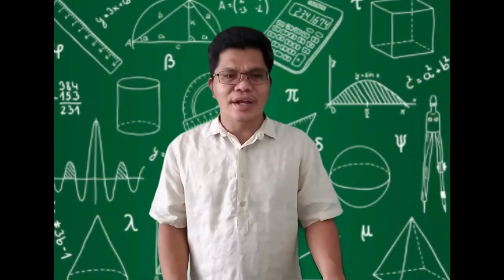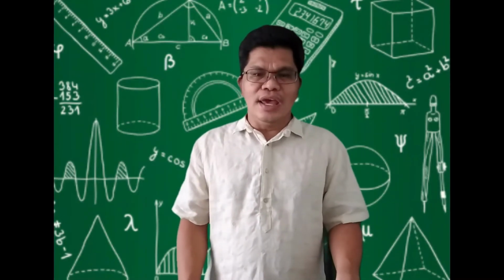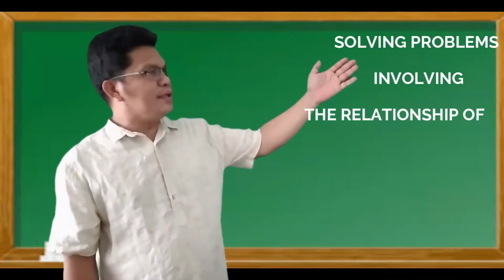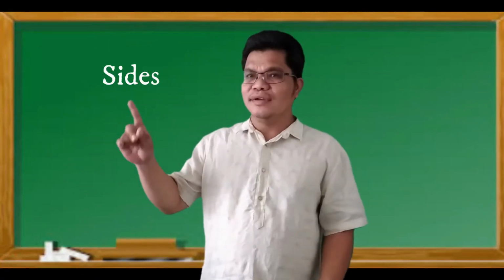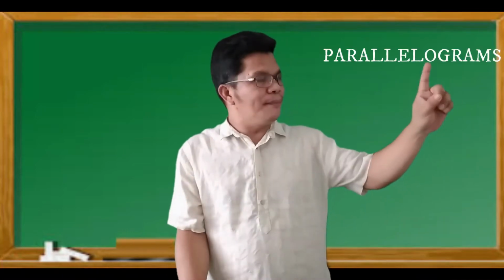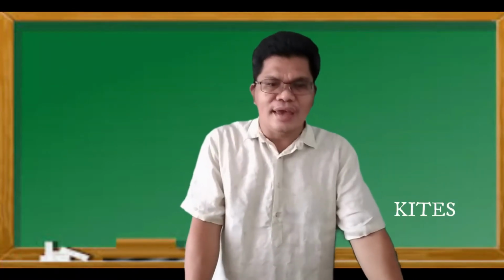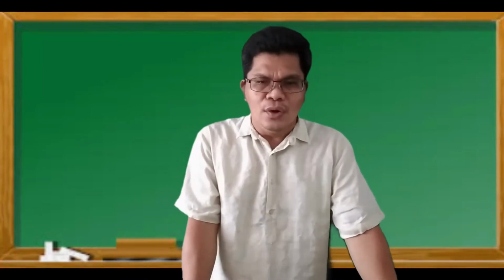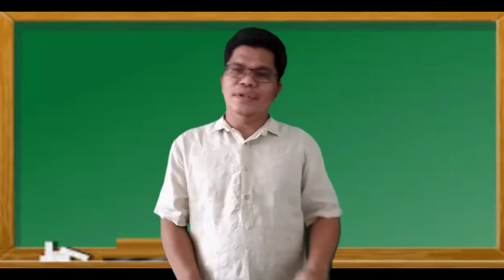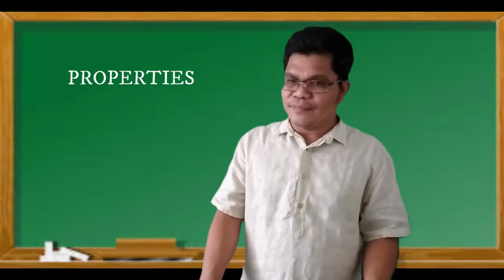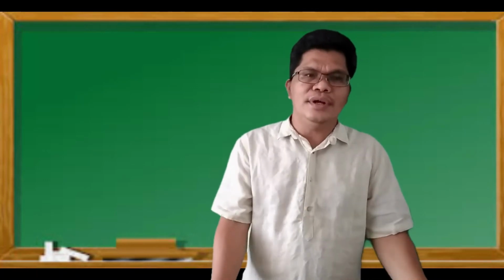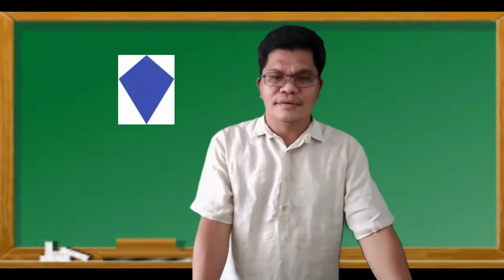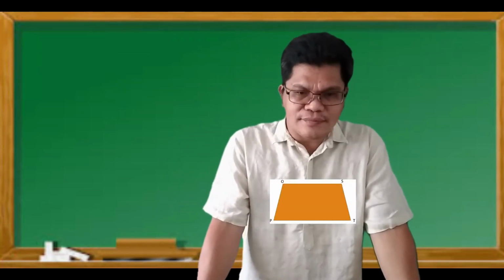Congratulations everyone. Are you ready for today's lesson? In today's discussion, we're going to focus on solving problems involving the relationship of sides and angles in a parallelogram, trapezoids, and height using their properties and theorem. We need to remember all the definitions, properties, and theorems that we have already discussed regarding parallelogram, kite, and trapezoids.